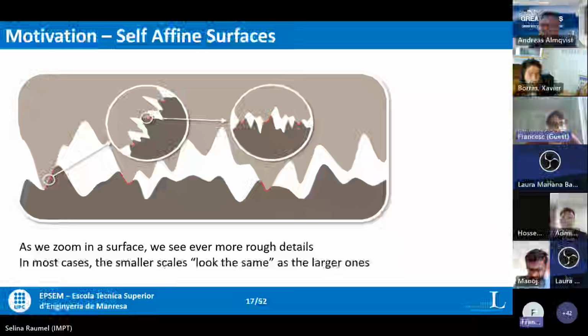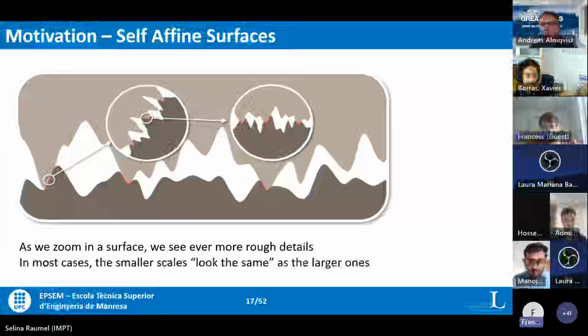And even at this scale, we can say, okay, but now this peak is quite smooth. But again, that's not the case. If we zoom in again, we see that there is more roughness. And the observation is that in most cases, these smaller scales actually look the same as the larger ones. And they of course look the same when we do the appropriate scaling. But still, more or less, if we scale them in the same manner, we could not distinguish this very fine detail from the, say, more microscopic roughness.